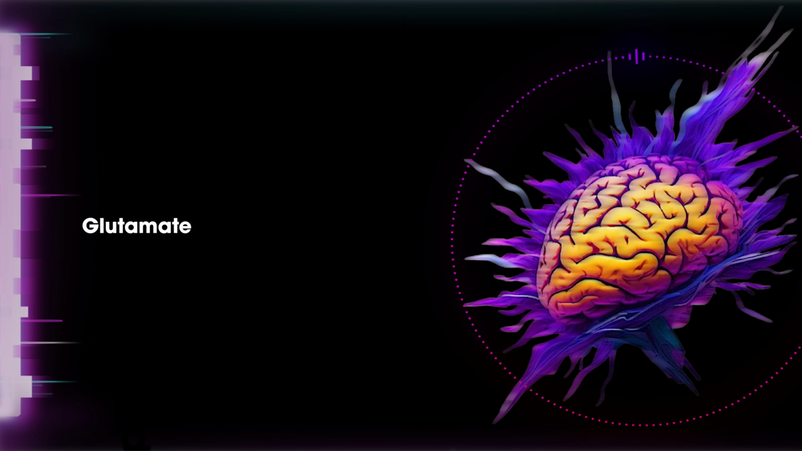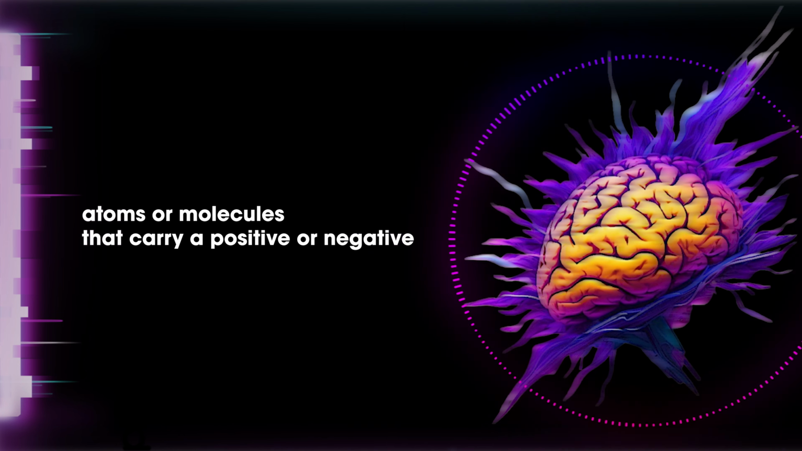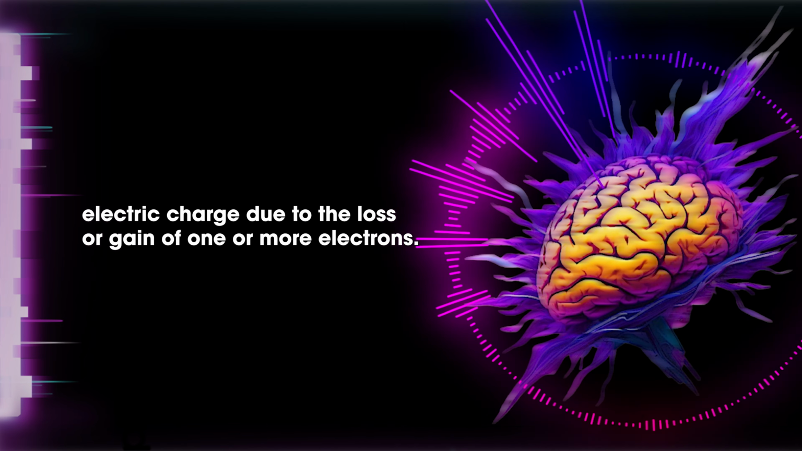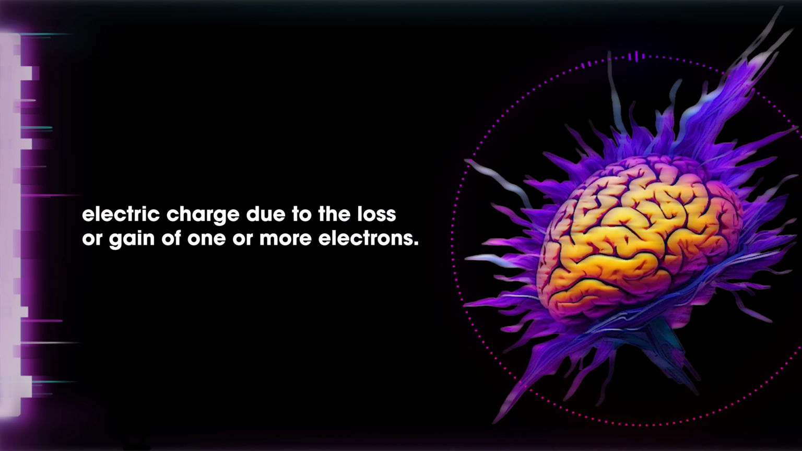Glutamate. Atoms or molecules that carry a positive or negative electric charge due to the loss or gain of one or more electrons. They play a crucial role in transmitting electrical signals in the nervous system.